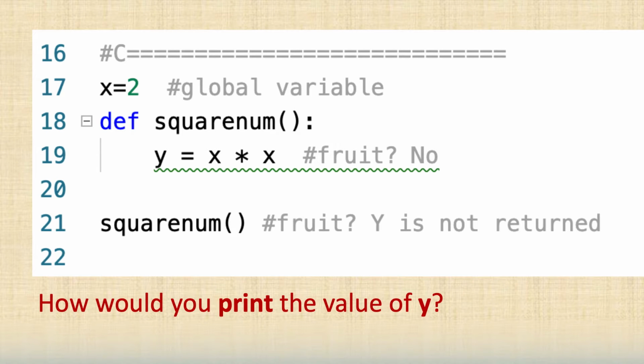What's happening in here, there's a global variable that says x equals 2. Then there's a function definition that's square num, and it says y equals x times x. And then there's a function call. And it says, how would you print the value of y?